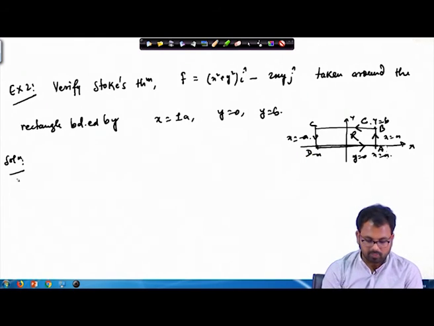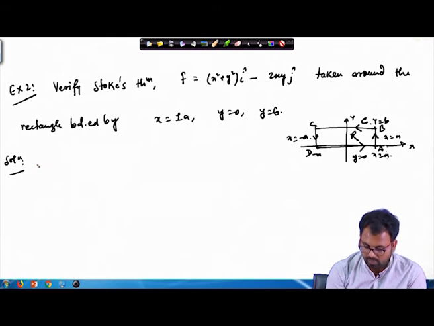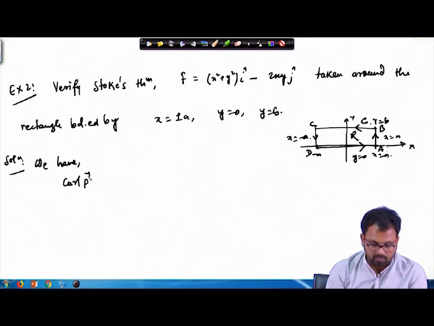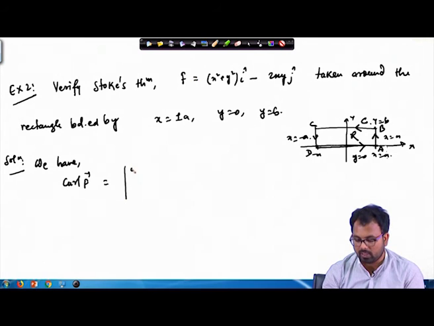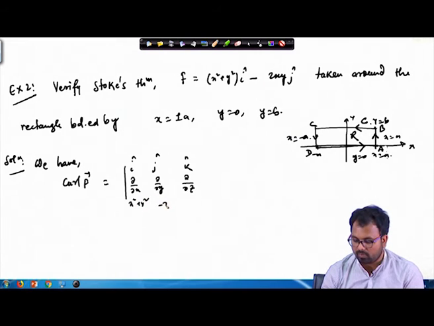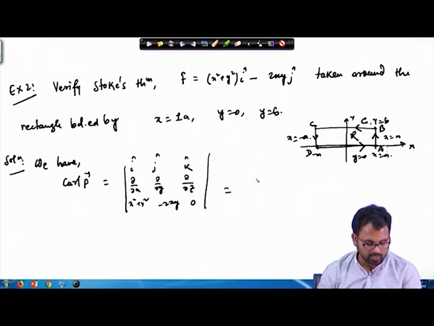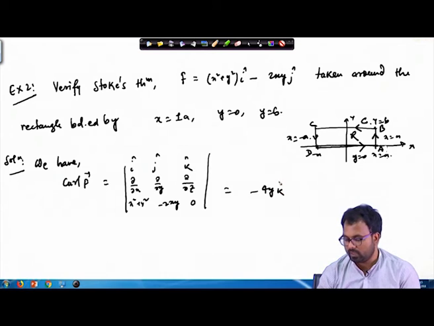First of all, in order to verify, we have to calculate the surface integral. We first need to calculate curl of f. Curl of f can be calculated using the determinant form, which is basically i, j and k, then del x, del y and del z, and then the x component x square plus y square, y component 2xy, and z component 0. If you calculate this determinant, you will obtain minus 4y k.